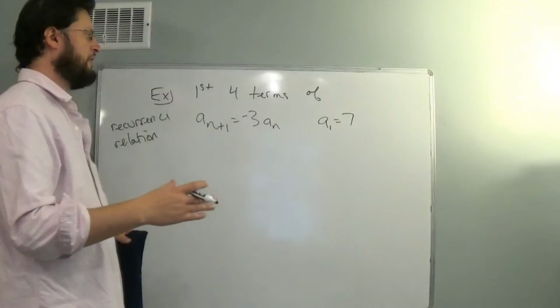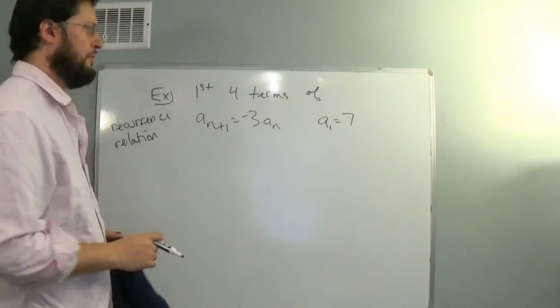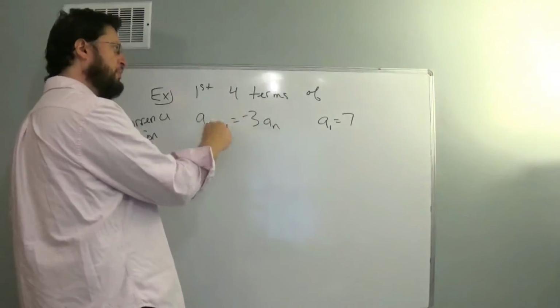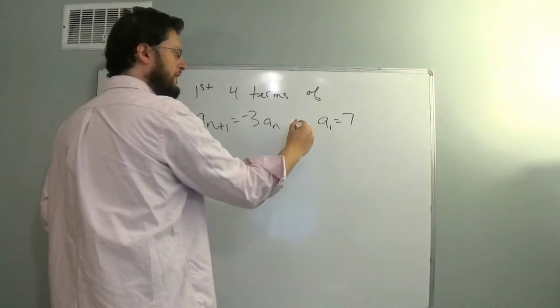But we'll see that we can use this to find the explicit formula in some cases. But in this example, all we want is the first four terms. We also are told the starting value.